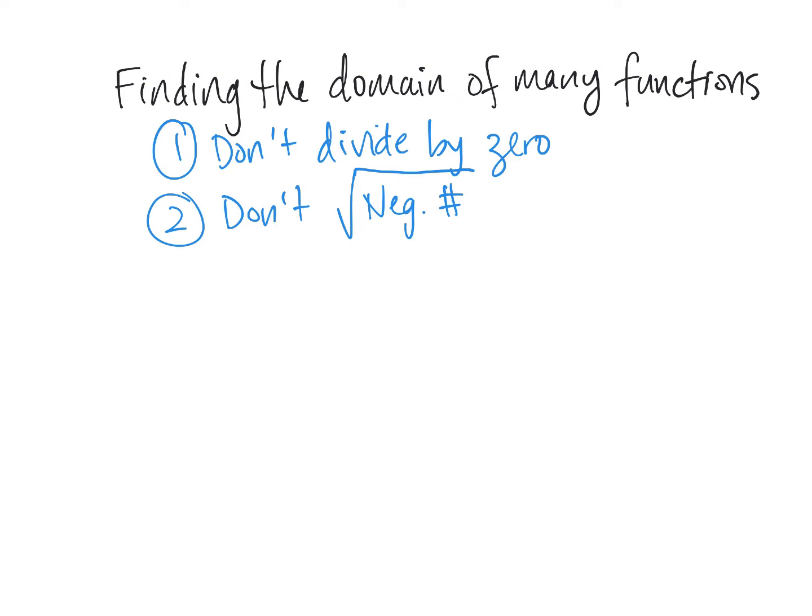So if I look at a function, until we introduce some other things, or again, with a handful of exceptions, I'm going to look for just these two things. Do I have any variables in the denominator? If so, then I need to worry about dividing by zero. And do I have square roots involved? In which case, I need to worry about taking square roots of negative numbers.